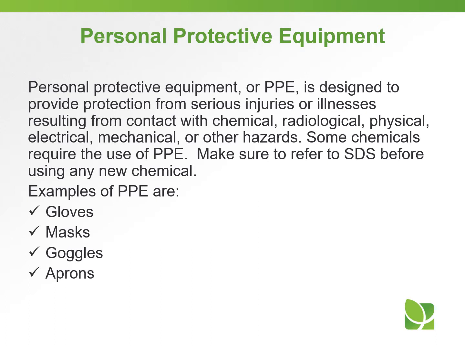Personal protective equipment, or PPE, is designed to provide protection from serious injuries or illnesses resulting from contact with chemical, radiological, physical, electrical, mechanical, or other hazards. Some chemicals require the use of PPE. Make sure to refer to the safety data sheet before using any new chemical. And examples of personal protective equipment are gloves, masks, goggles, and aprons.